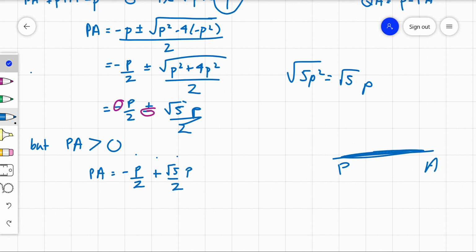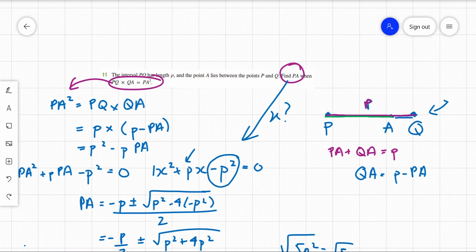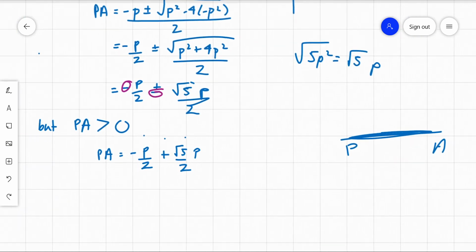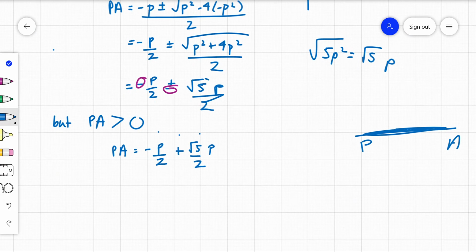So the question was find PA given what we know there in purple. That's what we've done, I think. So PA equals negative p on 2 plus root 5 on 2 p's. So in terms of p, you could say it's root 5 minus 1 on 2, lots of p's. So you can also write it like that. Okay, hope that helps.